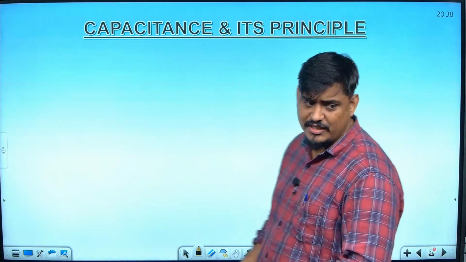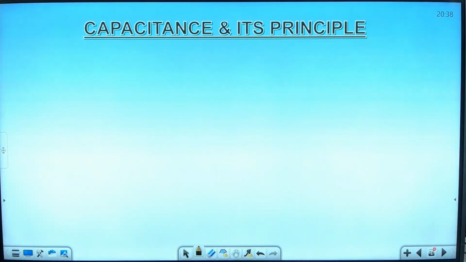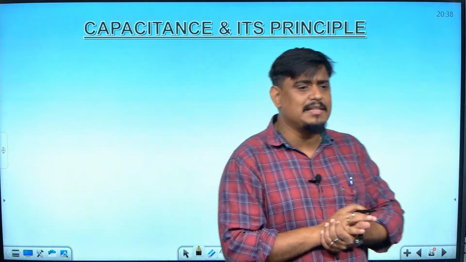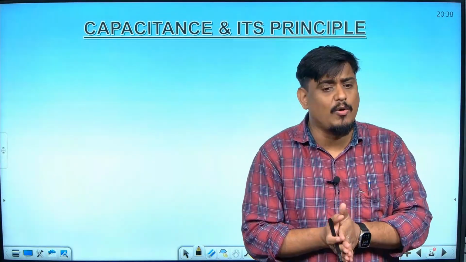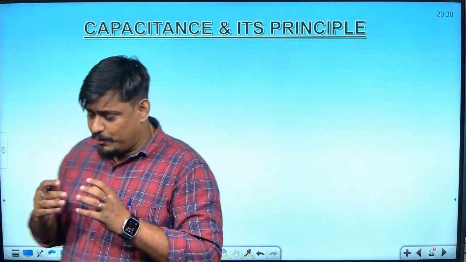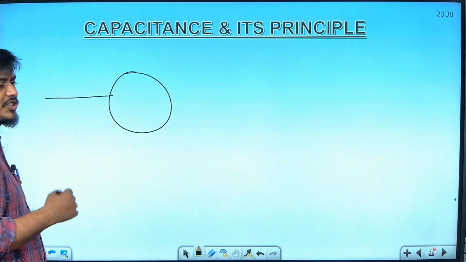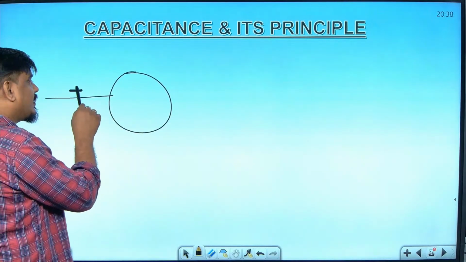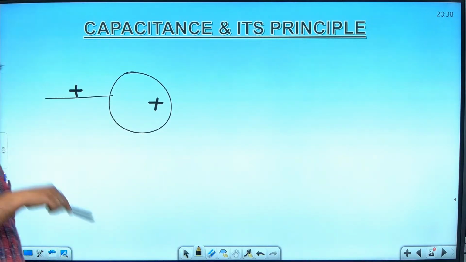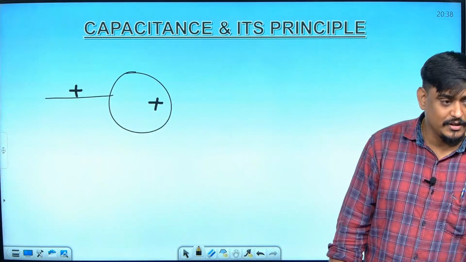Please pay attention. Capacitance and its principle. So I told you, a capacitor is an electrical device which is used to store energy. And how does it store energy? By storing charge. So if you push some charge inside the capacitor, inside a conductor, it becomes charged, and whatever work you are doing to send a charge inside the capacitor, that work is stored as the electric energy of the capacitor. Are you getting my point?